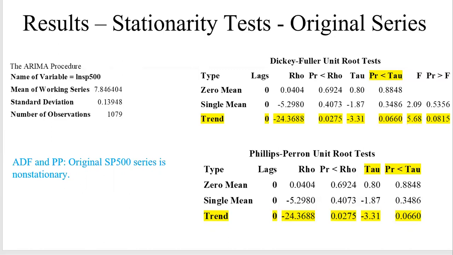Now look at the p-value on the tau statistics on ADF and PP test on the right-hand side of the slide. The p-value on the tau statistic is more than 0.05 or 5%. Hence, the hypothesis that the series is non-stationary is not rejected. Also, the ADF and PP tests show that the original S&P 500 series is non-stationary.